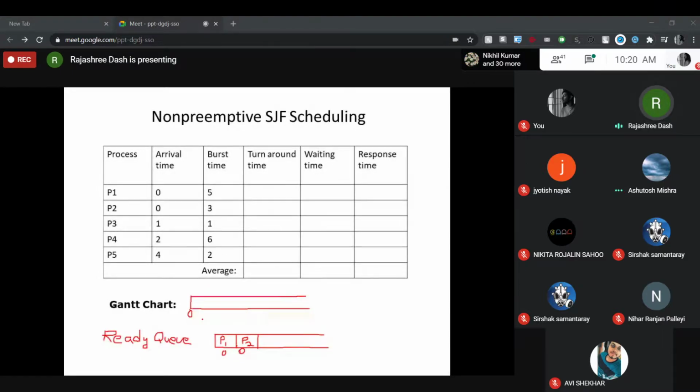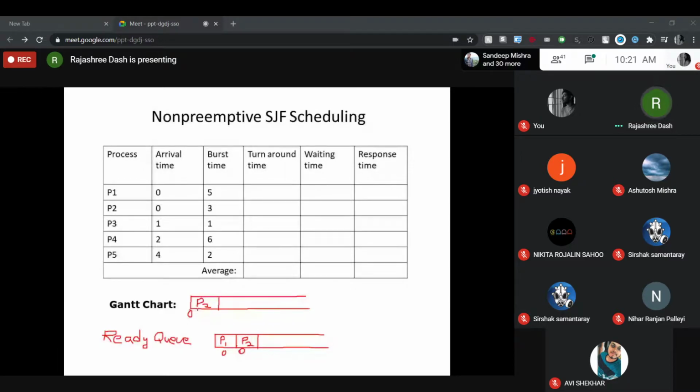At time 0, only two processes are there in the ready queue: one is P1, another is P2. So which one will start its execution? P1 or P2? P2. So at time 0, P2 will start its execution, as it is non-preemptive scheduling, so it will release the CPU after its termination.